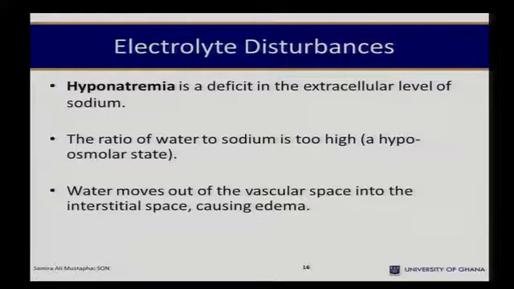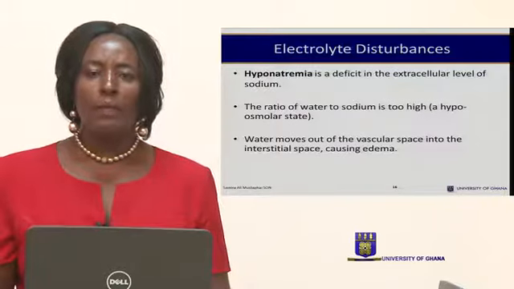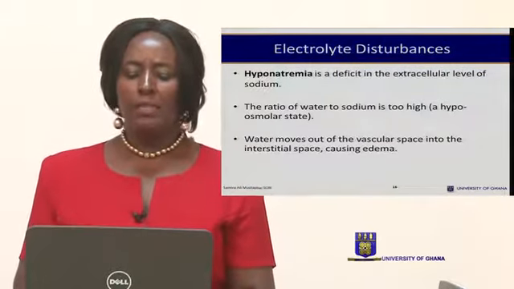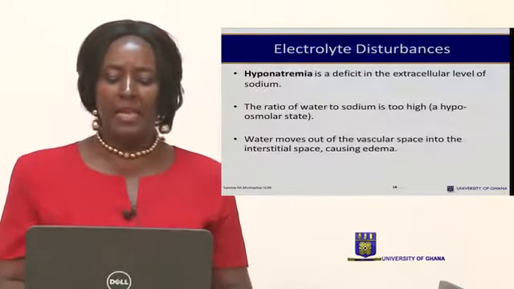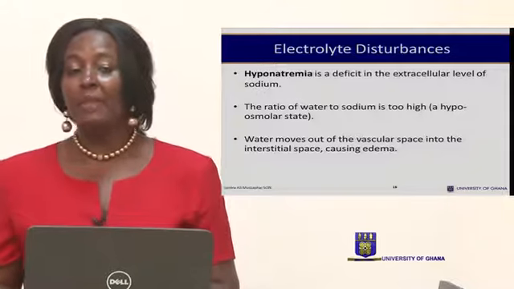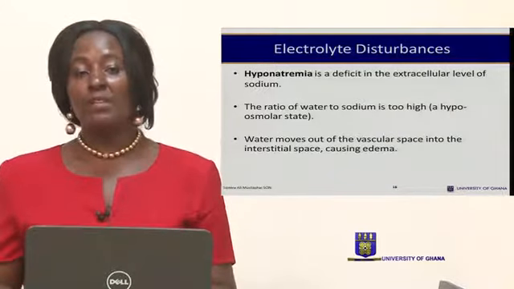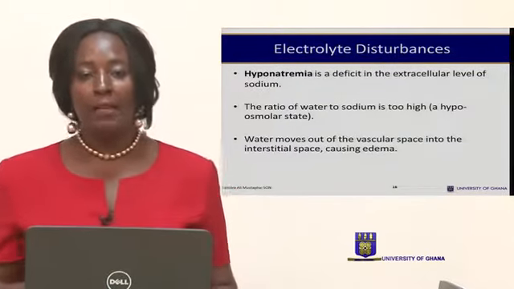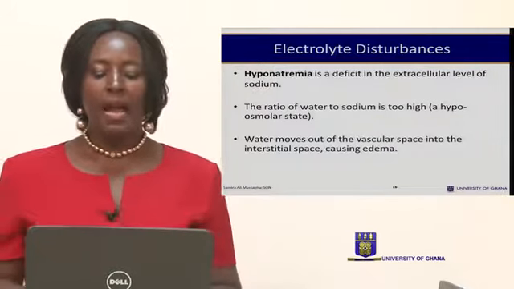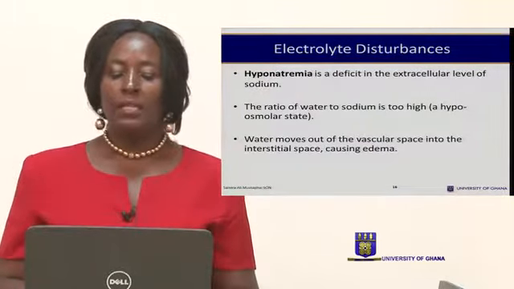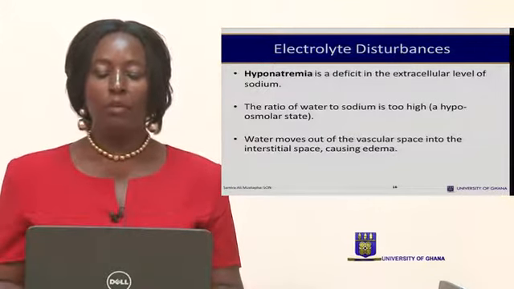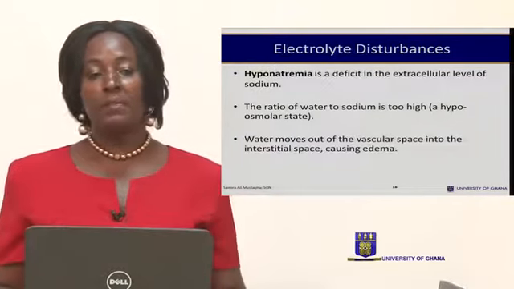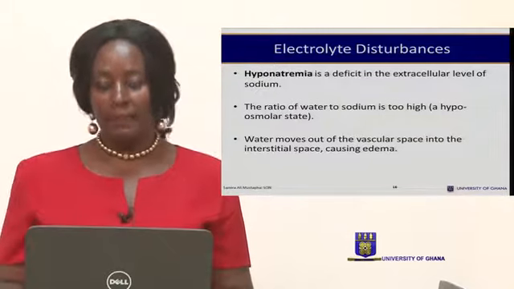Hyponatremia is a deficit of sodium in extracellular fluid. When the ratio is too high, there is a hypoosmolar state, and water moves from the vascular space into the interstitial space, just like we have in osmosis. Where there are high concentrations, fluid moves from the low concentration to the high concentration. That's why we are saying that when there is a high sodium level, there is a hypoosmolar state because the water moves from the vascular space into the interstitial space, and this causes edema.